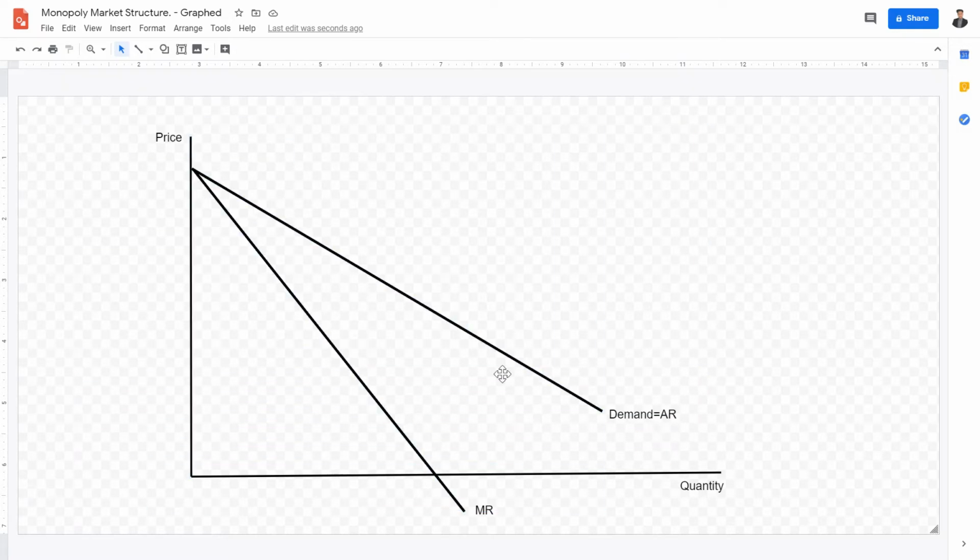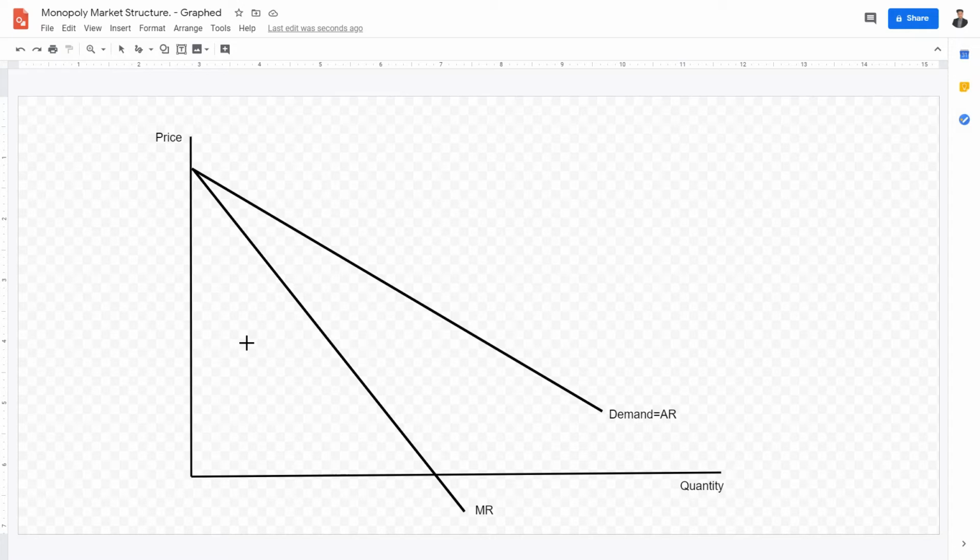The revenue curve is the average revenue curve, which slopes downwards, and it is also equal to the demand curve. Now, why do the demand curve and average revenue curve slope downwards? Because of the law of demand. At higher prices, consumers are willing and able to buy less of the good. However, at lower prices, consumers are willing and able to buy more of the good. Therefore, the demand curve, or the average revenue curve, for the monopoly market structure slopes downwards.